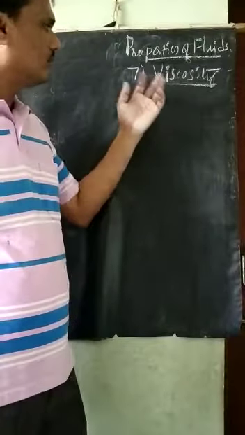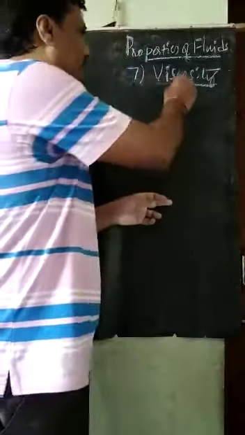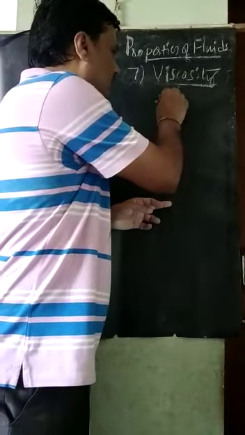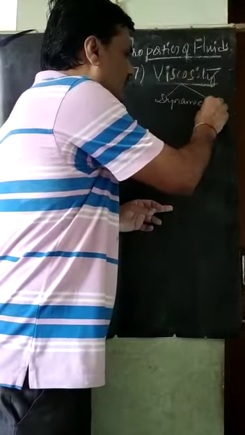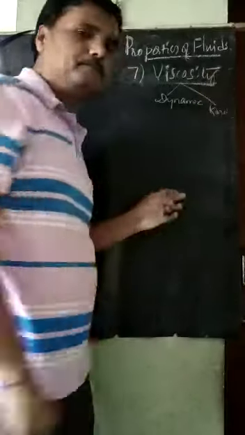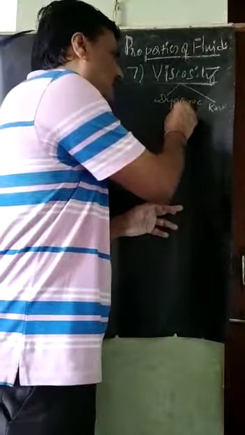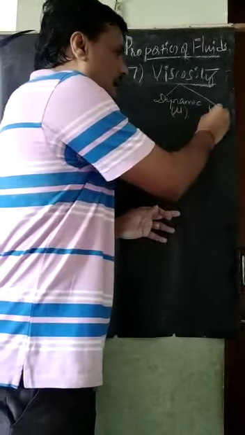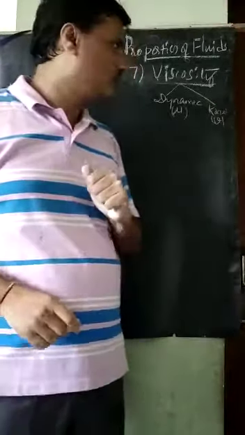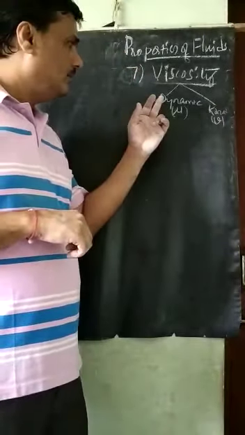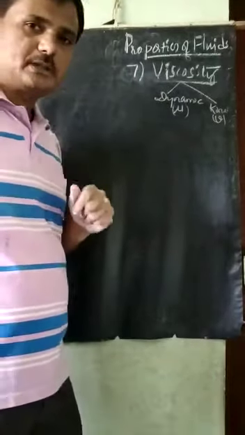Before going to this viscosity, there are two types of viscosities. One is called the dynamic viscosity, and another one is called the kinematic viscosity. Two types of viscosities. Dynamic viscosity is indicated by the letter mu, and kinematic viscosity is usually indicated by the letter nu. So now we will first study dynamic viscosity. What do we mean by this, with the benchmark problem?